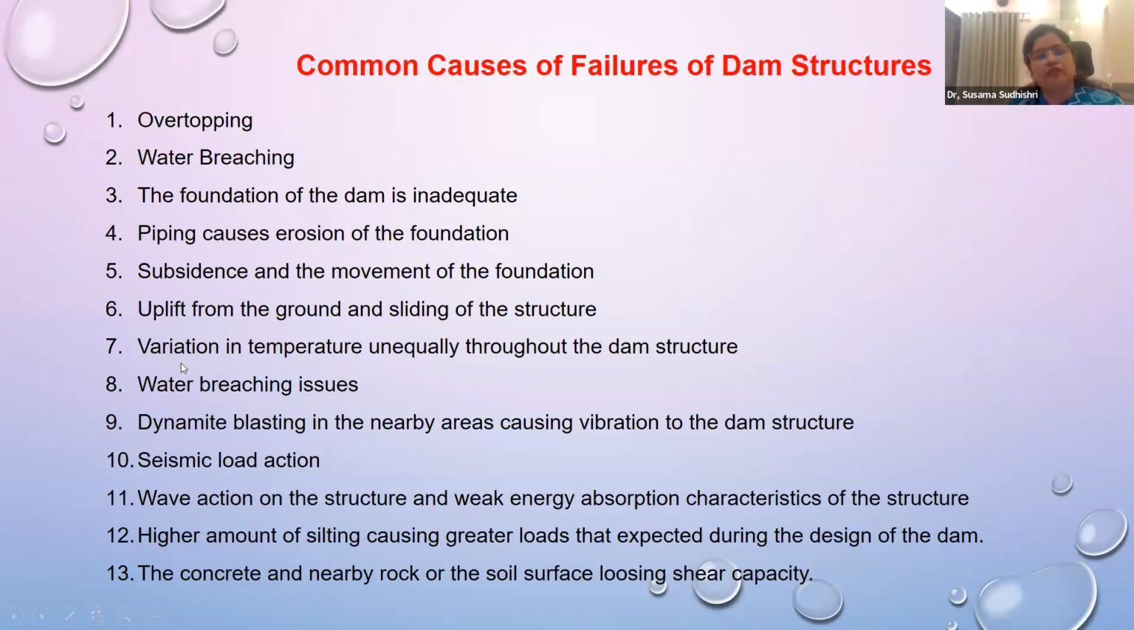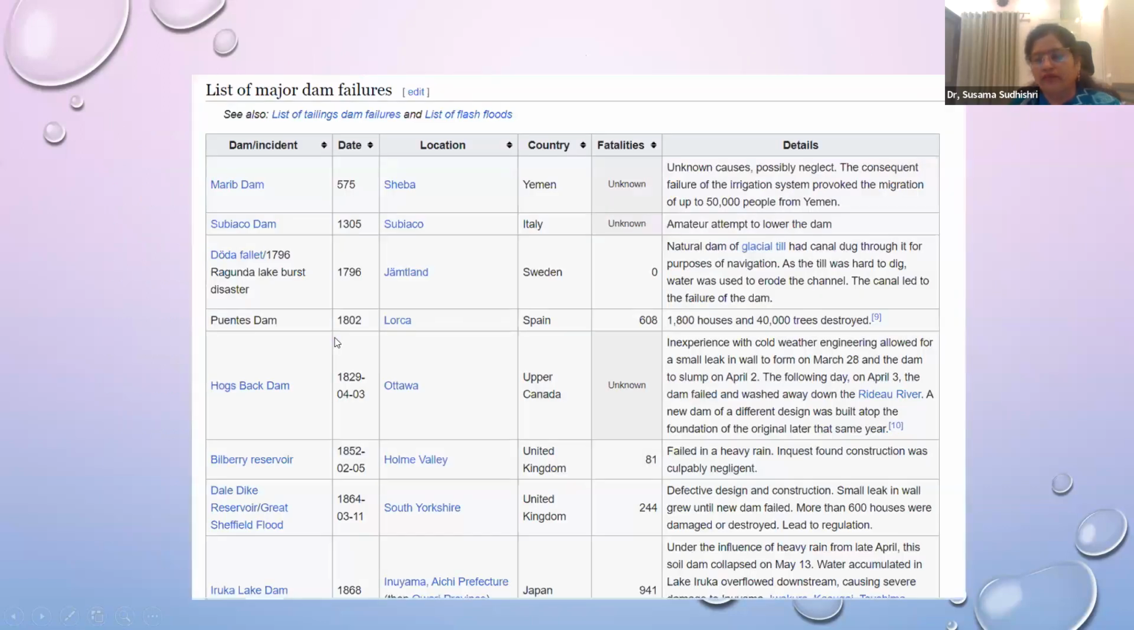So whatever the list you are seeing, the main problem is overtopping. What I have seen in most of the dams also, this is the reason. Another is what we discussed just a few days back, the seismic load action, that is earthquake. I will discuss something about all these problems in the next slides.